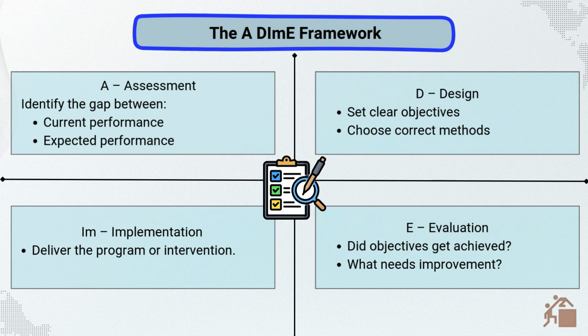What needs improvement? Without assessment, training becomes guesswork. Without design, it lacks direction. Without implementation, it remains theoretical. Without evaluation, improvement is impossible. This is why HRD must be systematic, not random.